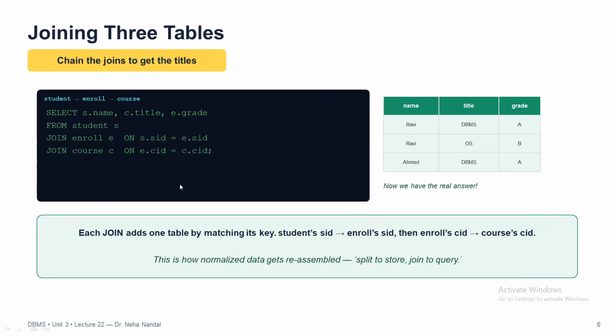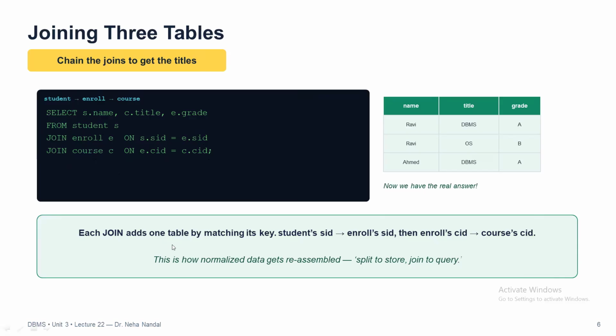Now, if we want to join three tables, then what will happen? That also we can do. So here is how you can do that. Select S.name, C.title, E.grade from student join enroll on the condition of SID of both tables, student and enroll, and then join the final output with the course table on E.CID equal to C.CID. Then you will have the final answer of the initial question.